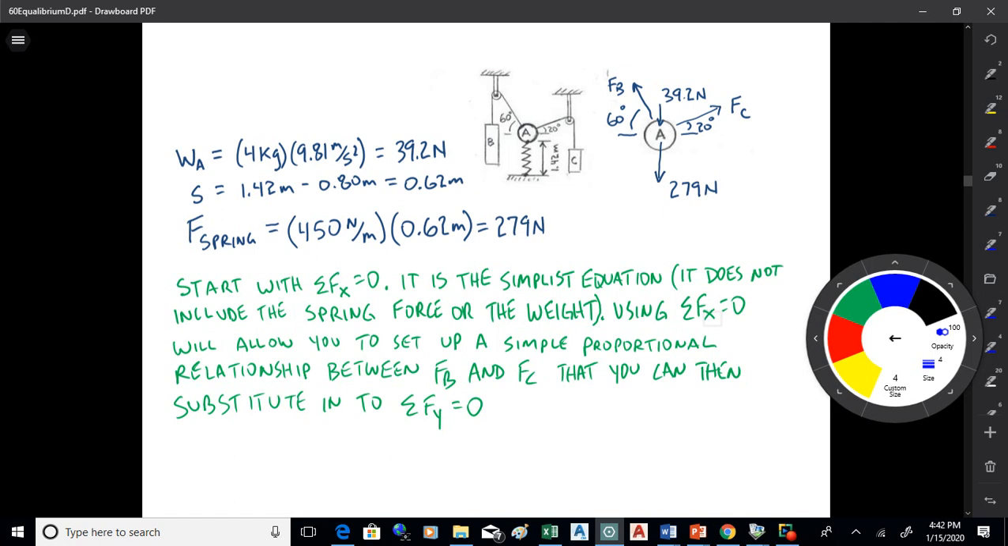So I'm looking ahead and saying, I'm going to do a substitution to solve this, and sum of Fx would be a good way to start, because that way I can relate FB to FC directly using a bit of trigonometry. Then I can substitute it into the sum of Fy equation. That's what I'm trying to accomplish here. So I'll go sum of Fx and set it equal to 0. And that's just going to involve a little bit of trigonometry.